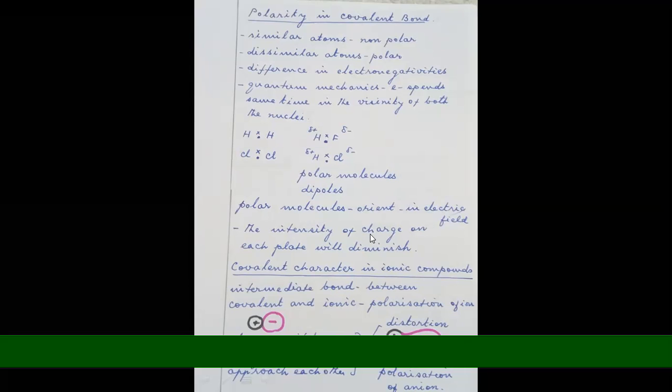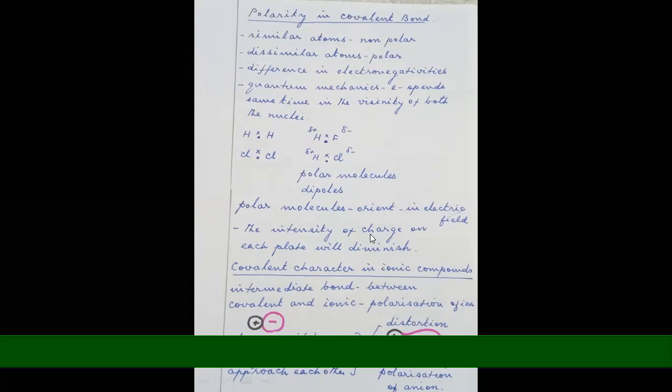Now the covalent character in the ionic bond. So look here, we have seen how the polarity is induced in a covalent bond. Now we are going to see how the covalent character is found in the ionic bond. That is why these bonds are called intermediate. So normally the bonds are neither covalent nor ionic. They are somewhere in between these two characteristics.